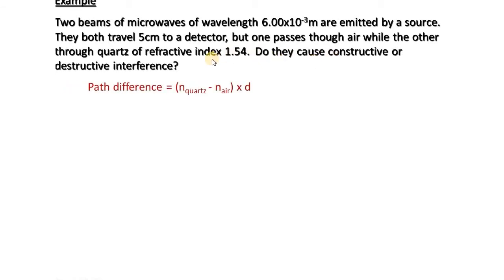So normally I'll have to find out the path difference. The path difference is represented by the optical path difference, n quartz d minus n air d. So what I'll be getting is 1.54 minus 1 into 0.05, 5 centimeters converted to 0.05 meter. So what I got is the path difference is 0.027.